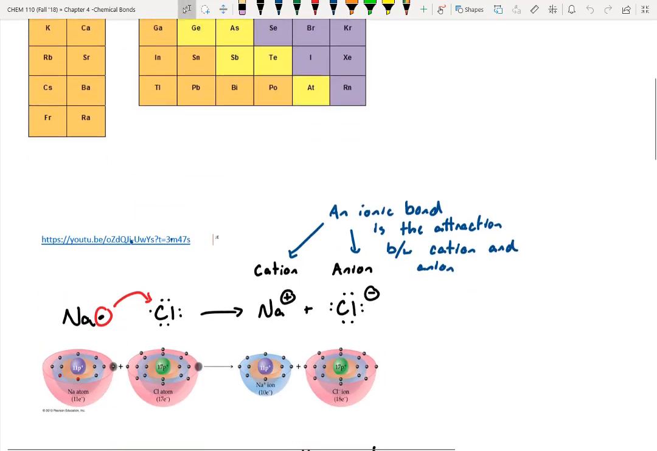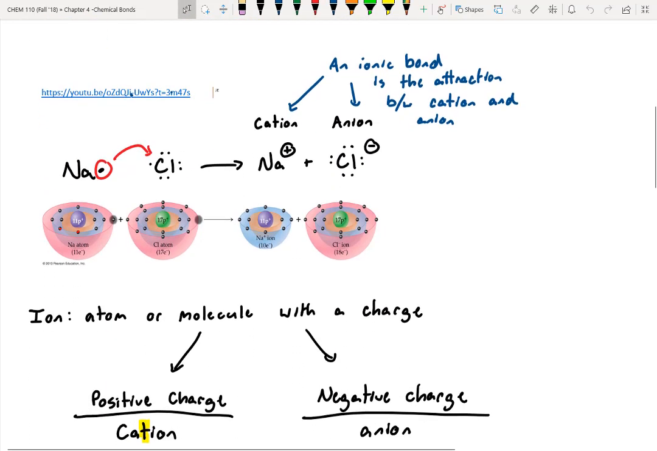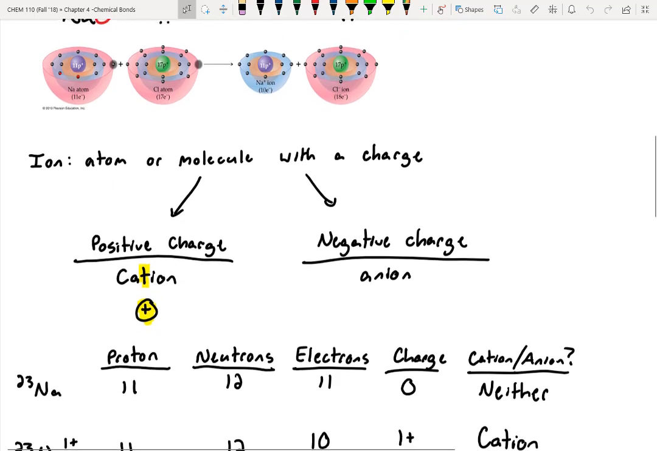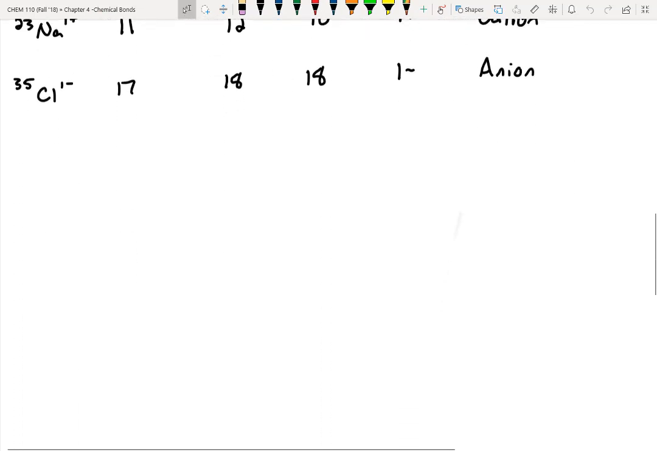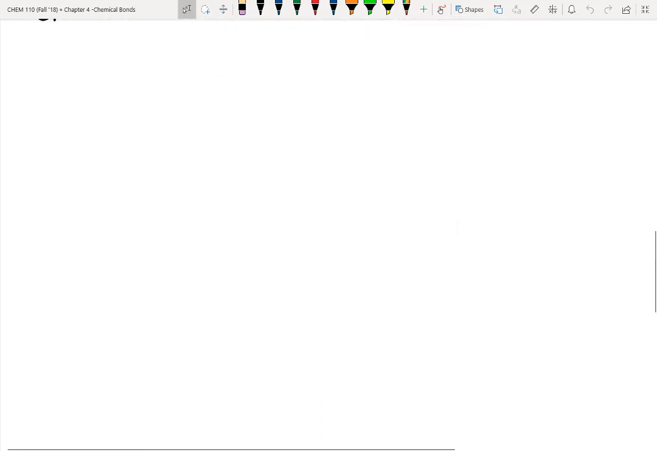All right, and we looked at ionic bonds as being the strong attraction between a cation with a positive charge and an anion with a negative charge. But they actually have their own unique naming system, and we'll get into that today. But I did want to compare the difference between these.